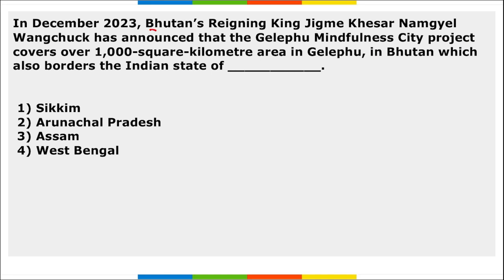Next, in December, Bhutan's reigning king Jigme Khesar Wangchuk announced the Gelephu Mindfulness City project, which covers a 1000 square kilometer area in Gelephu in Bhutan, which also borders an Indian state. Which state of India does it border? It is bordering Assam. It is on the border of Assam.